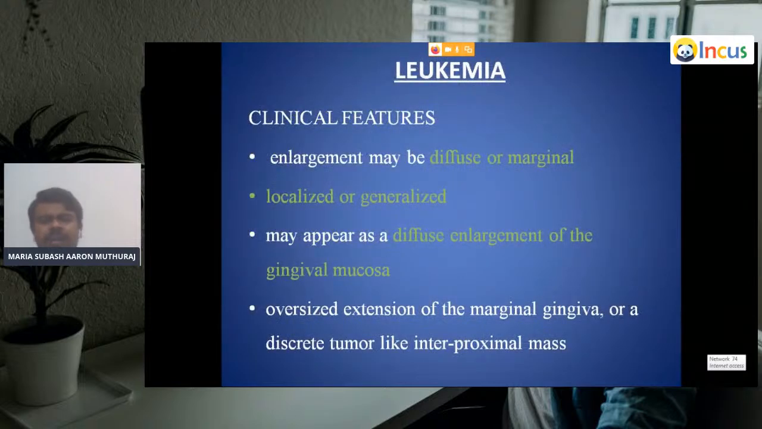Commonly in leukemia, the clinical features are that the enlargement will be diffuse or marginal. Sometimes it will be localized, or sometimes generalized. It usually presents as a diffuse enlargement of the gingival mucosa, where the marginal gingiva, attached gingiva, and interdental papilla will all be affected, with an oversized extension of the marginal gingiva or a discrete tumor-like interproximal mass.